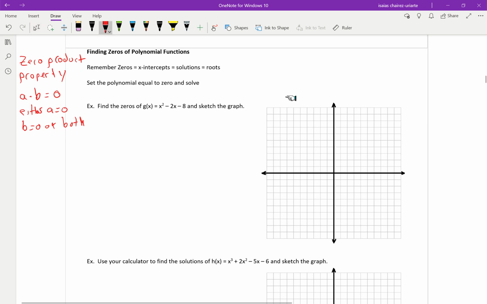Alright, so let's find the x-intercepts of this first example. I'm going to say 0 equals x squared minus 2x minus 8. And now I would like to rewrite this trinomial as a product so that I can take advantage of the zero product property. So that means factor.